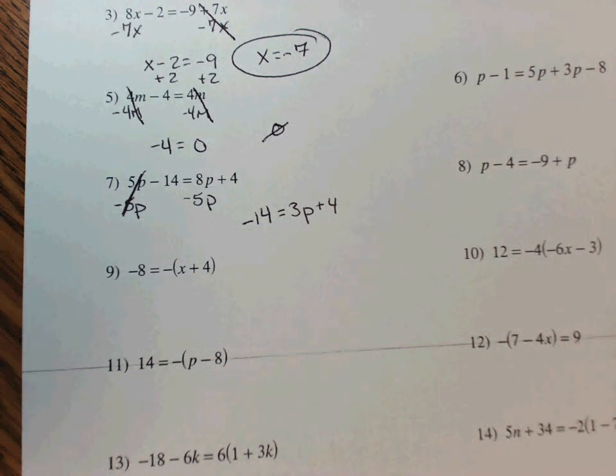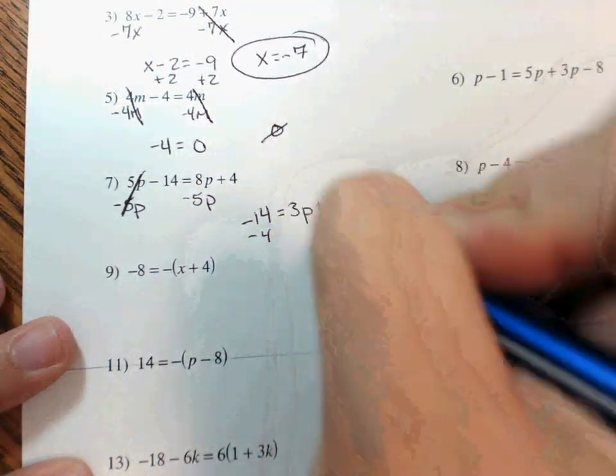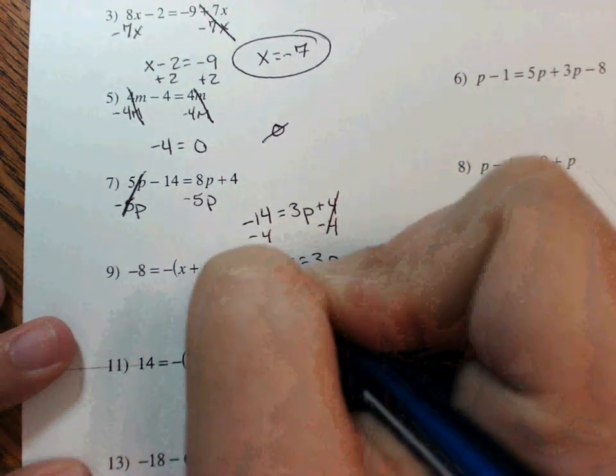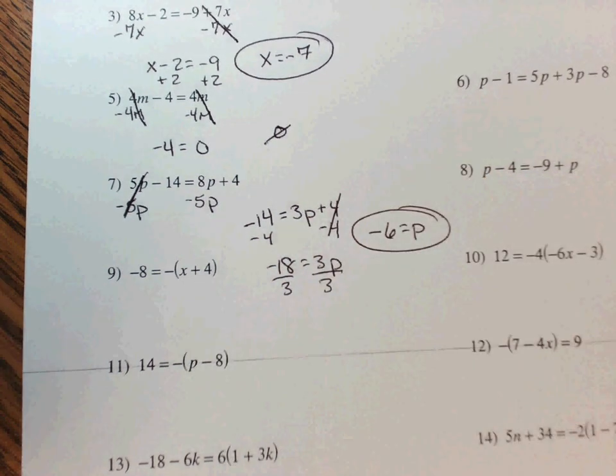Okay, now if I have a positive 4 on this side, I need to make it a negative 4 to move to the other side. And then you get negative 18 equals 3p. Divide by 3. We get negative 6 equals p.